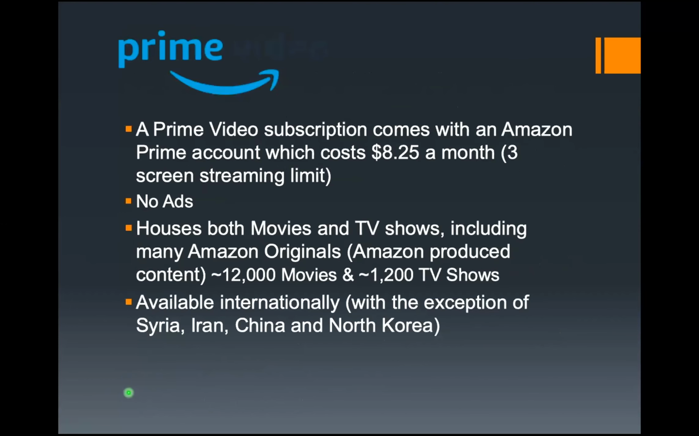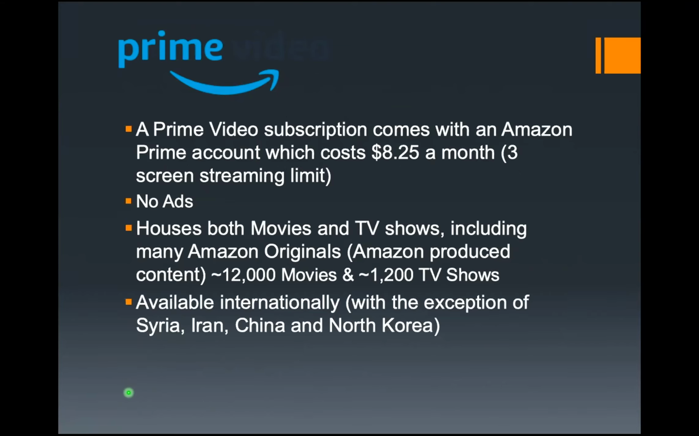And then there's Amazon Prime. This is another one of the really popular streaming sites, because if you have Amazon Prime, that's where you would get the 2-day shipping and all those other things with your Amazon account. This comes with that Amazon Prime subscription, which is $8.25 a month, and it's a 3-screen streaming limit. So it's not bad because you would also get the Amazon Prime perks.